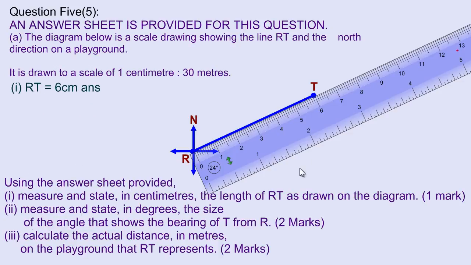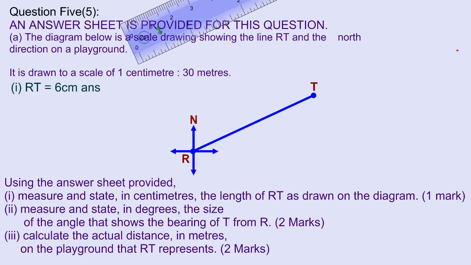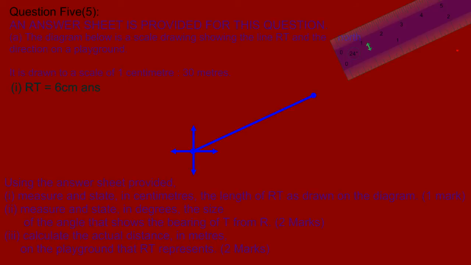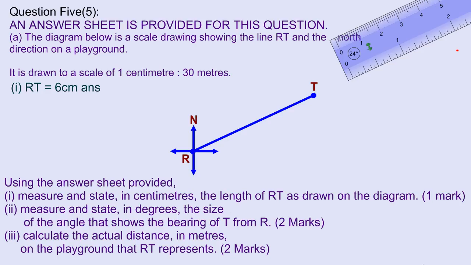There we go. Now for part 2, let's just pull this out of the picture. For part 2, they're asking us to measure and state in degrees the size of the angle that shows the bearing of T from R. Now let me just make a quick note. Oops, my bad. Sorry about that, guys. Sometimes we have a little bit of technical difficulties.